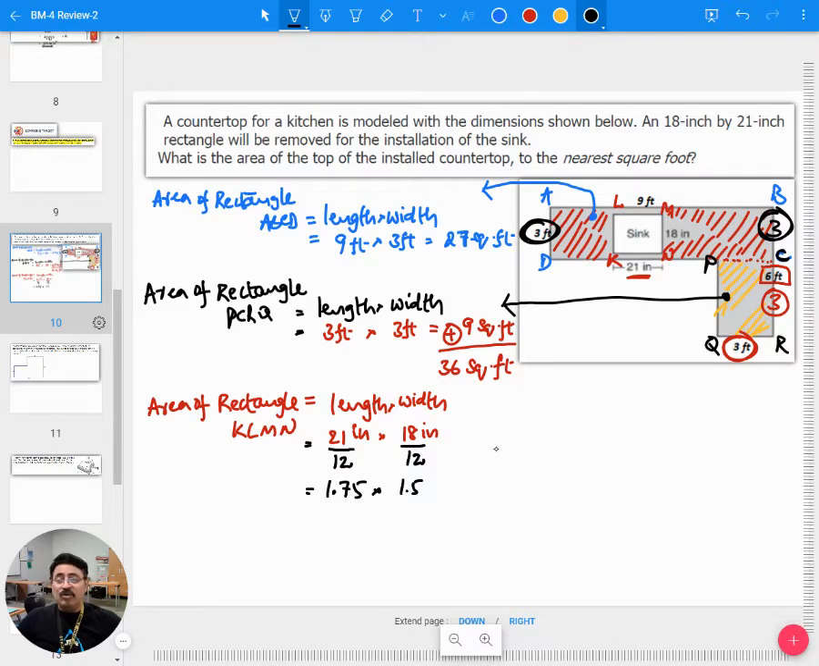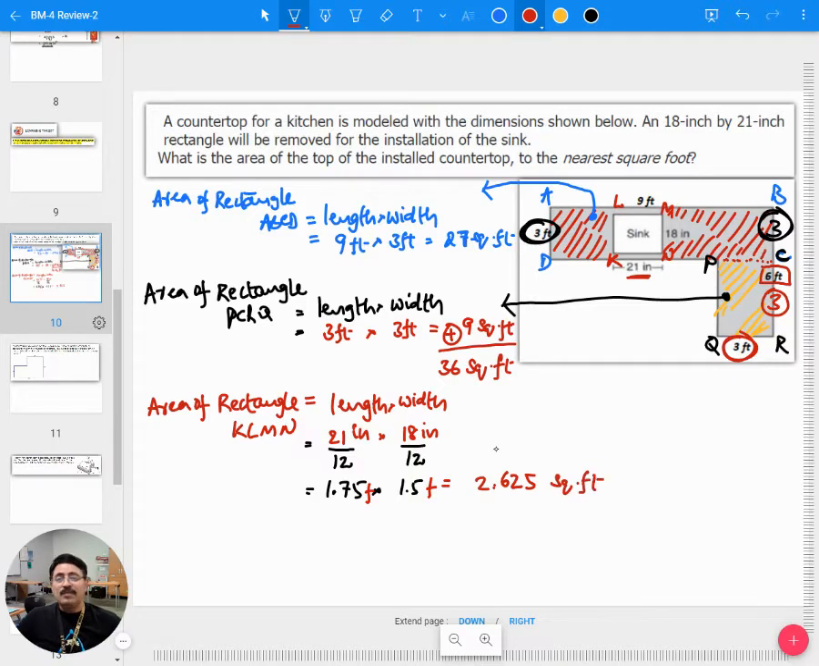Now it is converted into feet. So 1.75 and 1.5 feet. Now all are in terms of feet. Therefore, let me compute the area by multiplying length times width, which is 1.75 times 1.5. Therefore, 1.75 times 1.5 is 2.625 square feet.